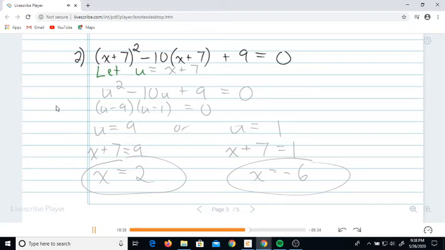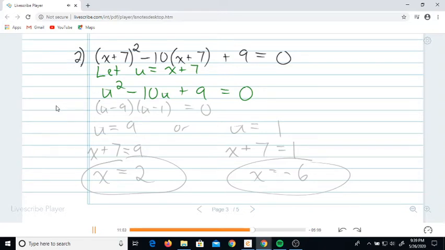Notice both the first term and the second term contain an x plus 7. So let u equal x plus 7 and substitute accordingly. Wherever we see x plus 7, we'll replace it with a u. So that's u squared minus 10 times u plus 9 equals 0. You can see the two statements are identical because u represents x plus 7, so some clever factoring there.